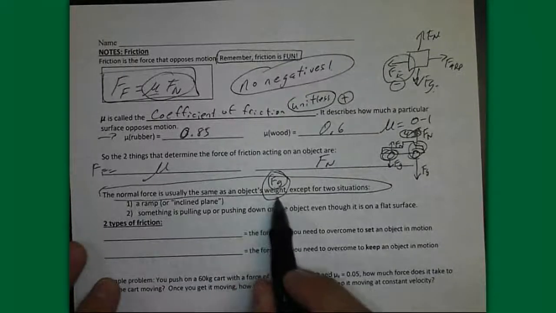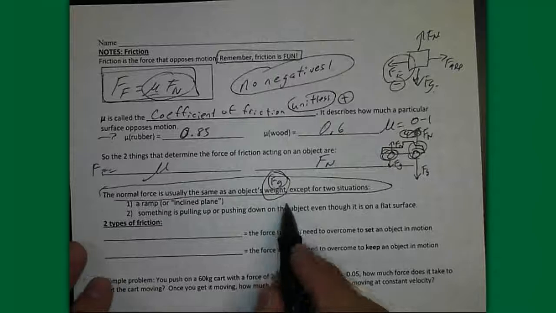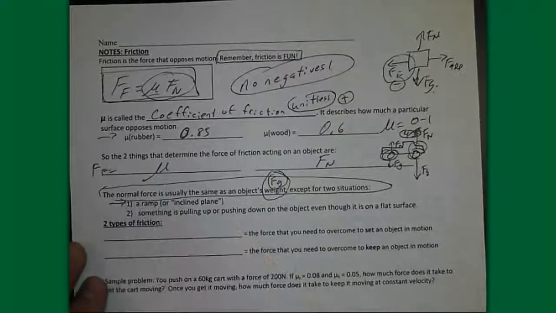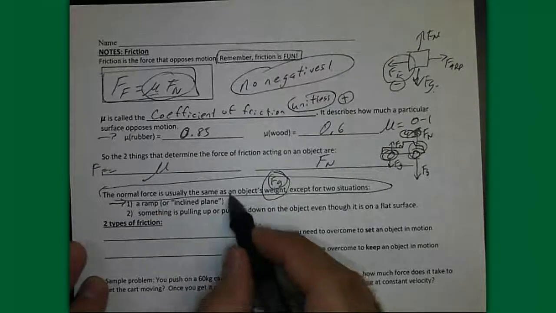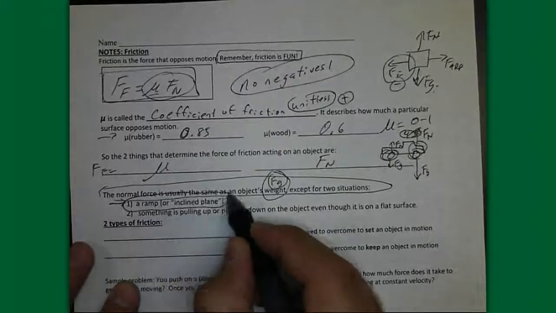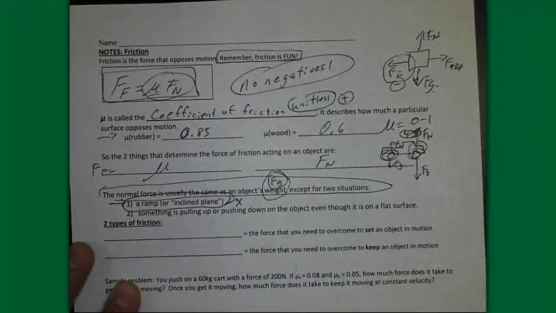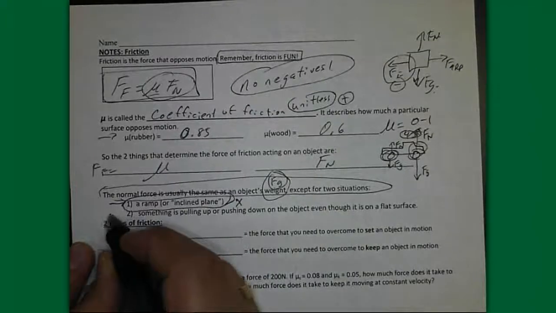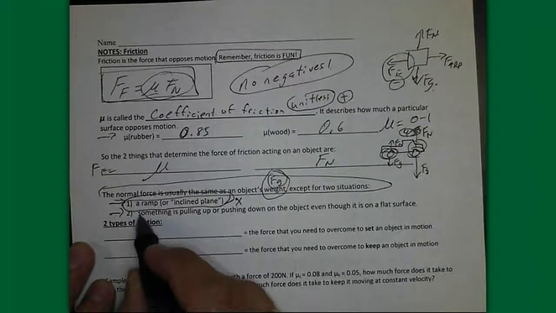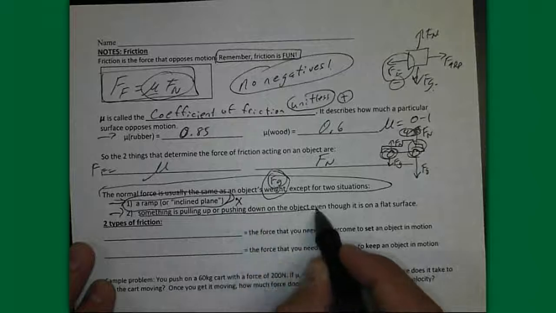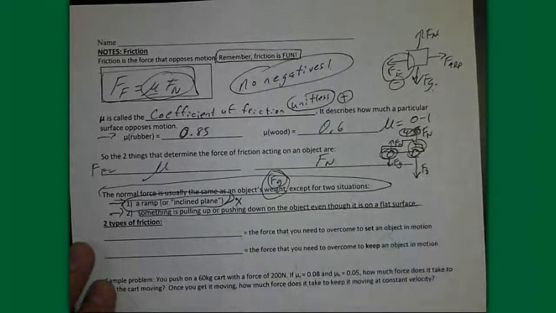Again, the normal force is usually the same as the force of gravity or the weight, except if you're on a hill or a ramp or an inclined plane. There's some physics involved there that involves trigonometry, and we're really not going to discuss that in this class particularly. We are going to discuss the second situation, however, which is pulling or pushing down on the object even though it's on a flat surface.